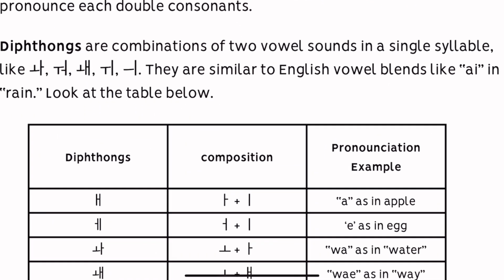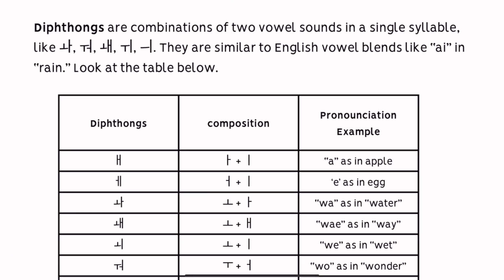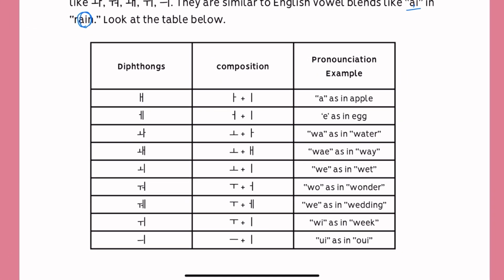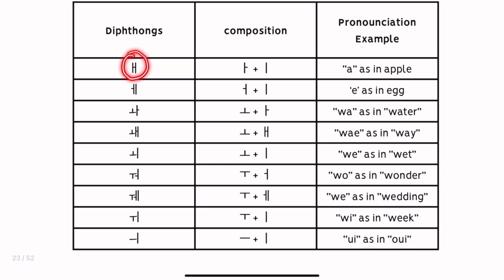And diphthongs are a combination of two vowel sounds in a single syllable, like wa, wae, we. They're similar to English blends, like the I in rain, an a sound. For the diphthongs, look at the table below. This diphthong is pronounced like e. The composition of this ae sound is combining a and i sounds, pronounced in succession, like ae. So like the a sound in apple.